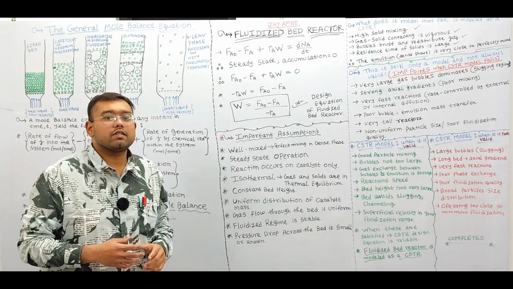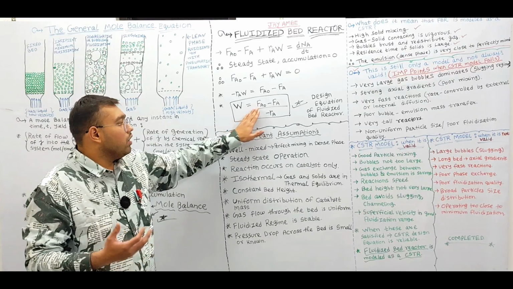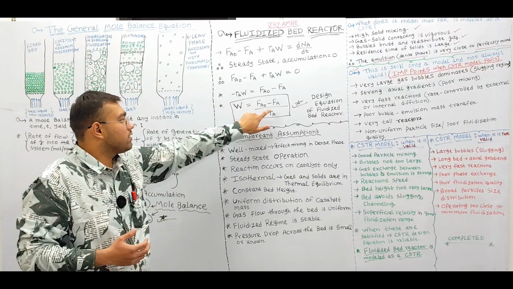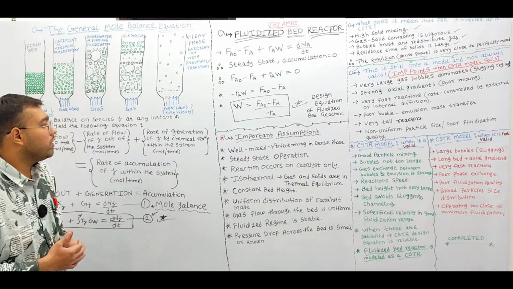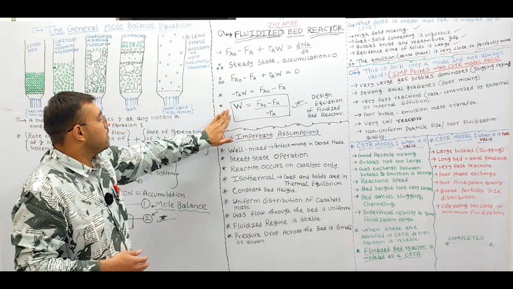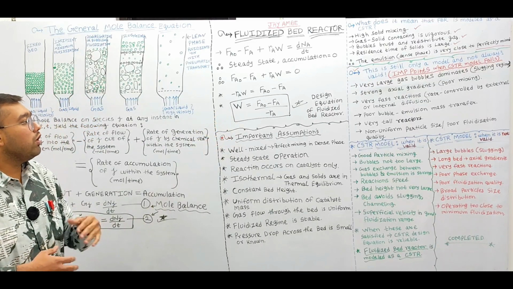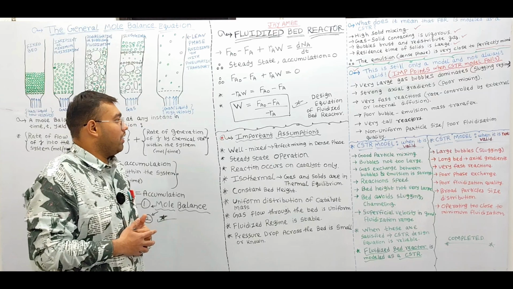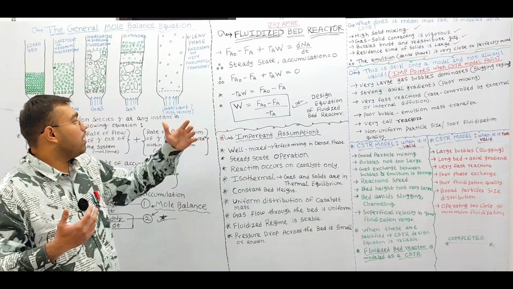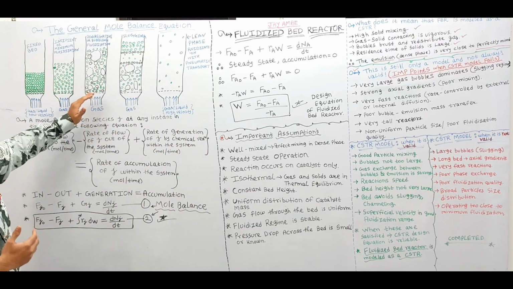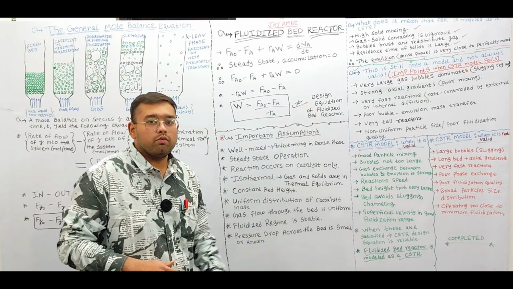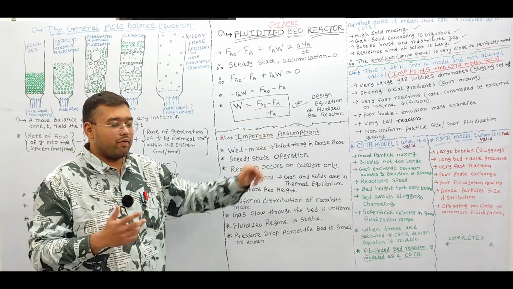So here the W indicates the weight of the catalyst which is required to reduce the initial molar flow rate of FA0 to the final molar flow rate of FA with respect to the rate of the reaction, right? So this equation represents the design equation of the fluidized bed reactor, right? By using this equation, we can calculate the amount of catalyst which is required in order to achieve the desired conversion with respect to the rate of the reaction, right? I hope you have understood. Here we have completed deriving the design equation, right?